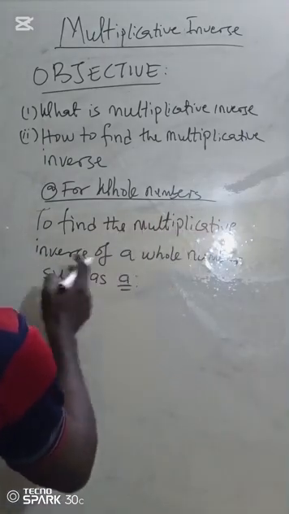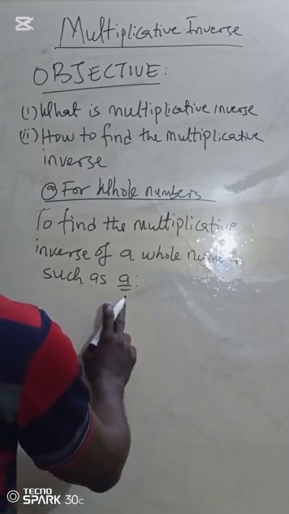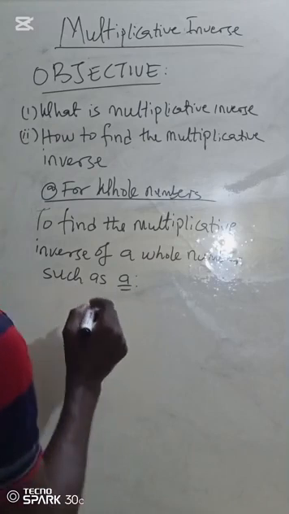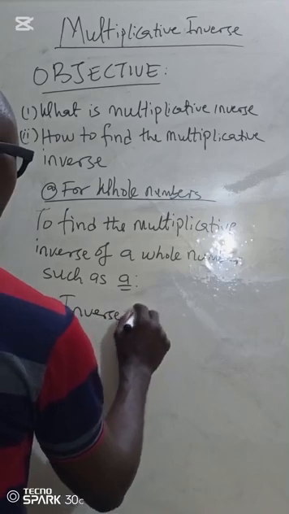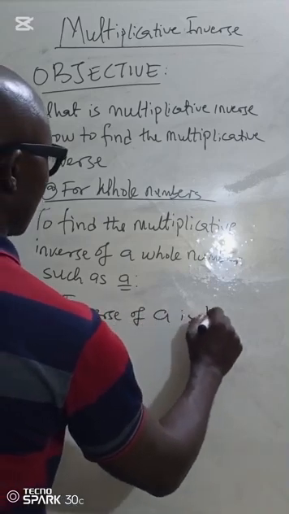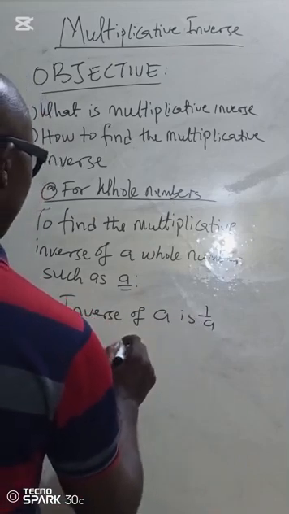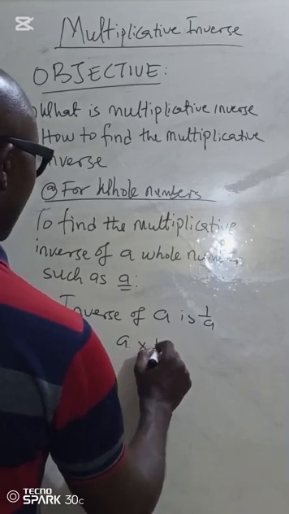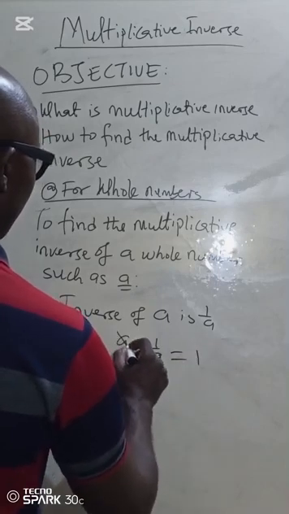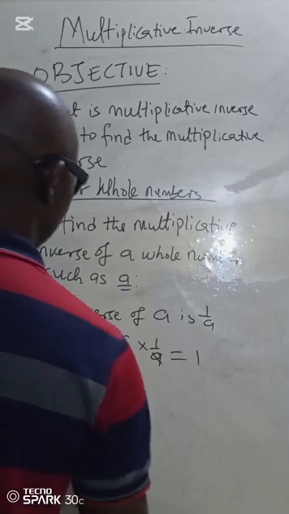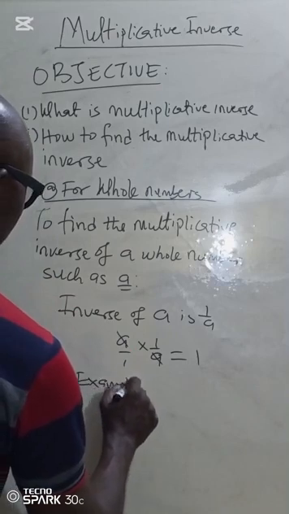To find the multiplicative inverse of a whole number, such as a, the multiplicative inverse of a is 1 over a. Why? If I multiply a by 1 over a, my result is going to be 1. A divides a here, it gives me 1. So, more examples.